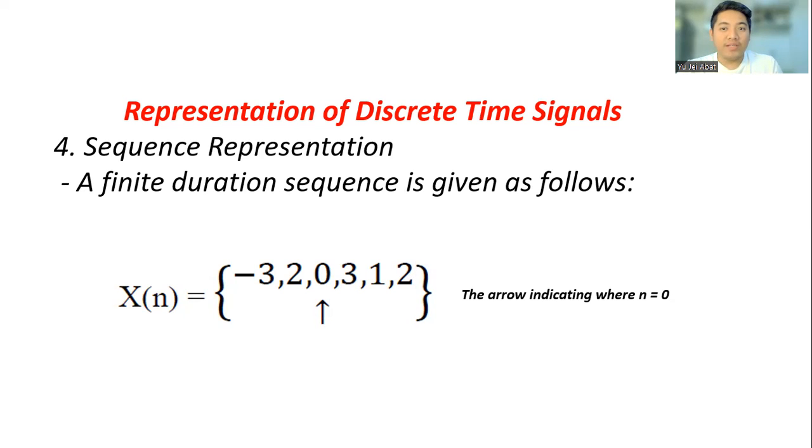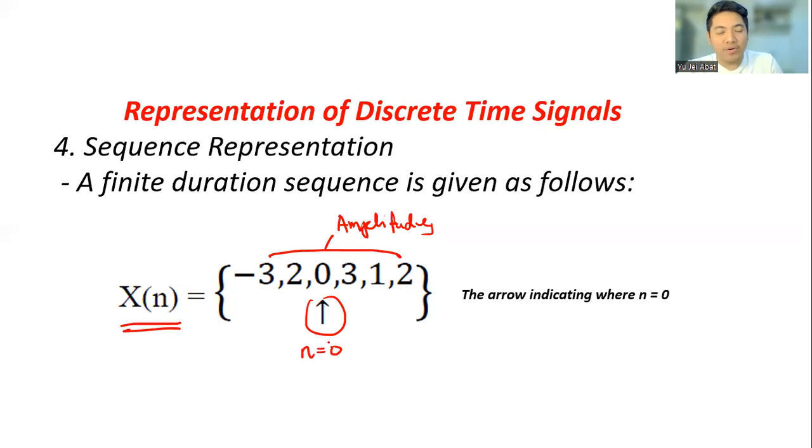So a finite duration sequence is given as follows. We have x of n followed by a bracket, and these are the values of the amplitude. If we notice, we have an arrow there that denotes n equals 0. So this will be n equals 1, n equals 2, and n equals 3. On the left side, this would be n equals -1, and this would be n equals -2. So that's how you represent a discrete time signal in a sequence representation.